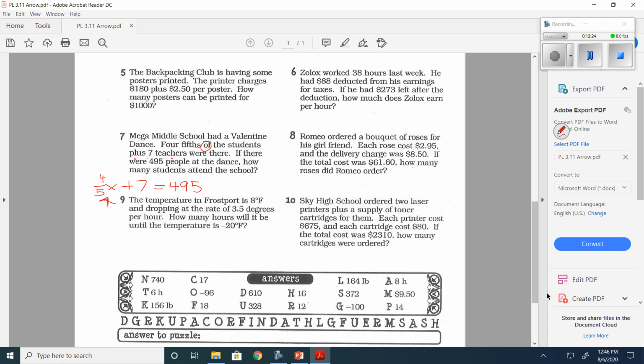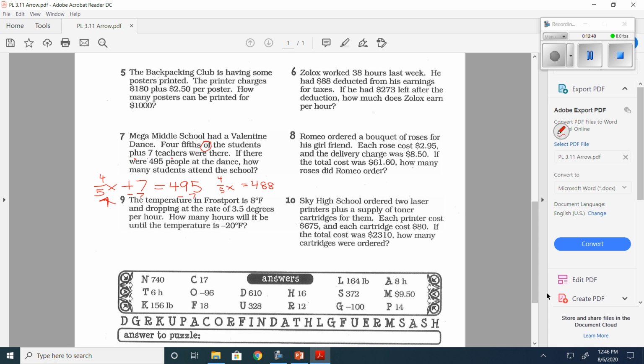First thing we want to do is find the variable. There's the x. It's attached to 4/5, so we're going to remove it last. So we're going to subtract 7 from both sides of the equation first. I'm going to show that I'm subtracting 7 from both sides of the equation. And I would have 4/5 x is equal to 488.